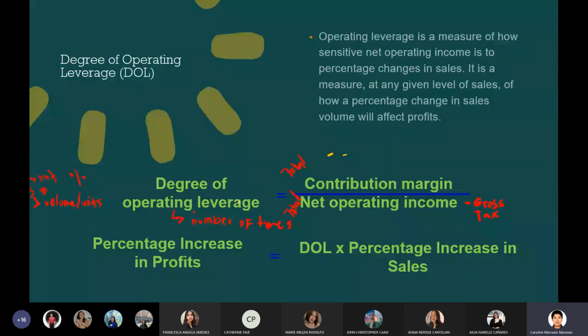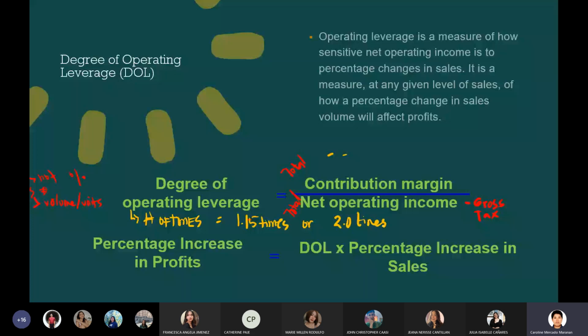Okay? So, number of times. Ang degree of operating leverage, it will give you number of times. Like for example, if your degree of operating leverage is 1.15 times, or 2.0 times. Okay? So mamaya mapapakita natin.